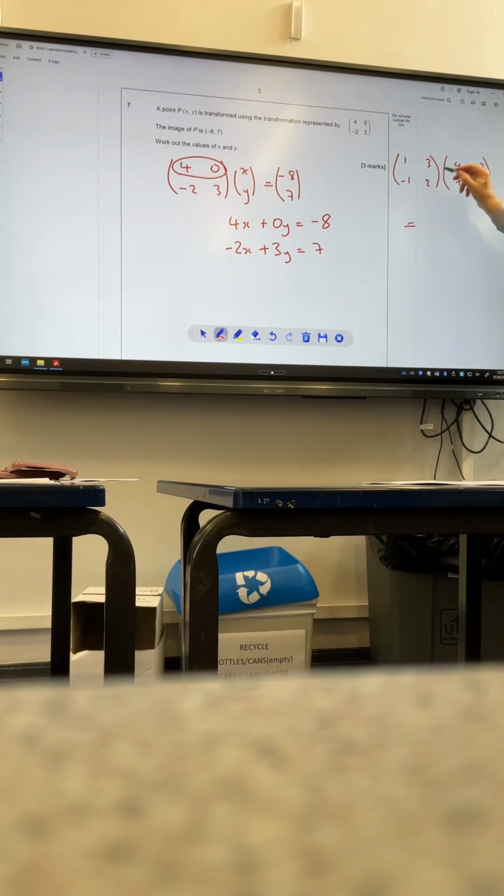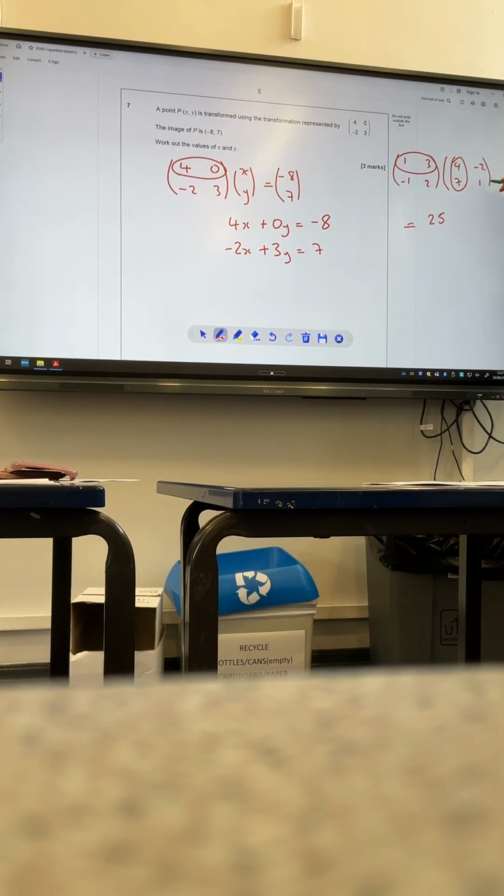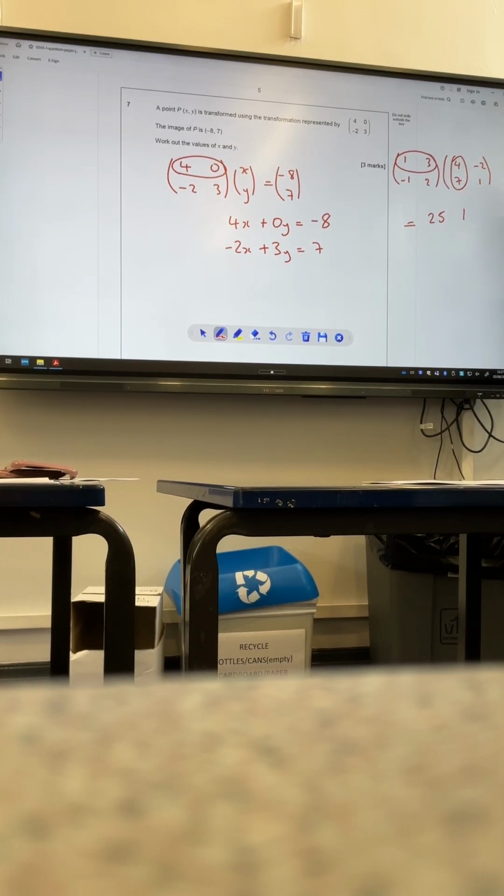Your first answer would be that row against that column. So 1 against 4, 3 against 7. So that's 4 and 21, 25. But you can keep going. That row also against that column. So 1 against minus 2 and 3 against 1 gives us 1. Now we've run out of columns, so we move down to the next row.